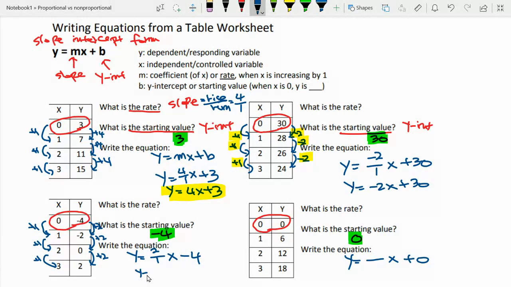So y is equal to 2x minus 4. Moving on to the last one. 0 becomes 1, 1 becomes 2, 2 becomes 3. Same story. Plus 1, plus 1, plus 1.